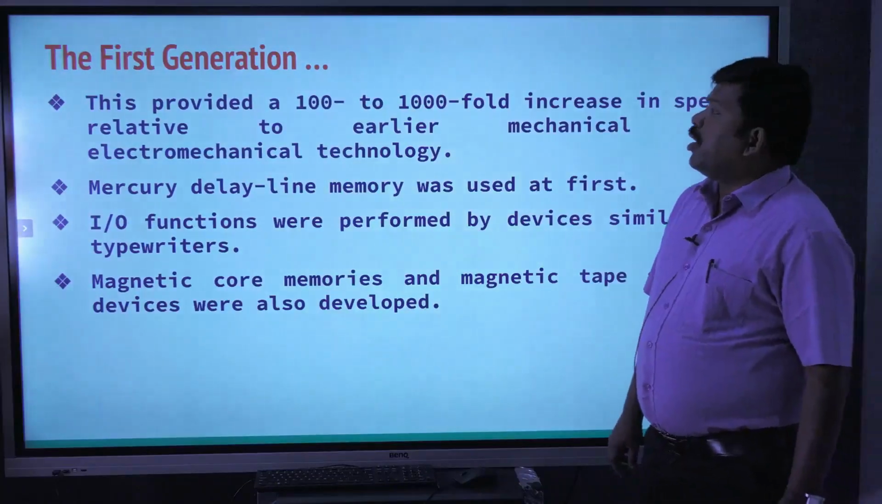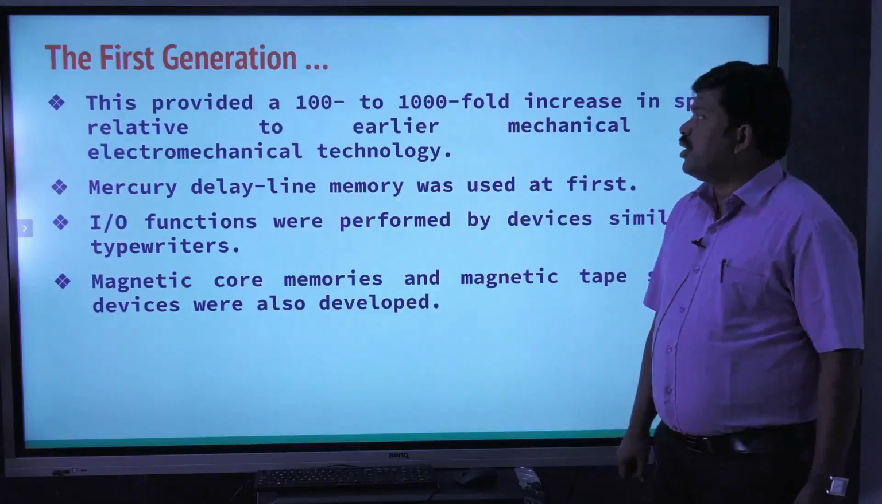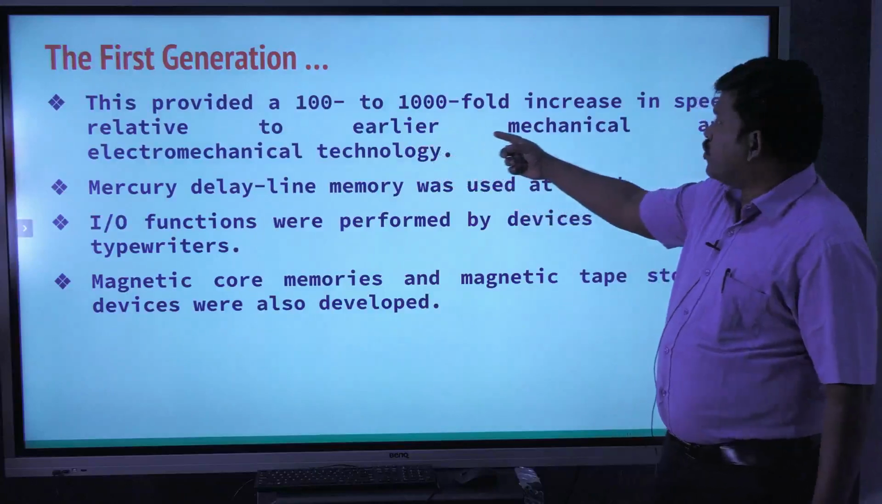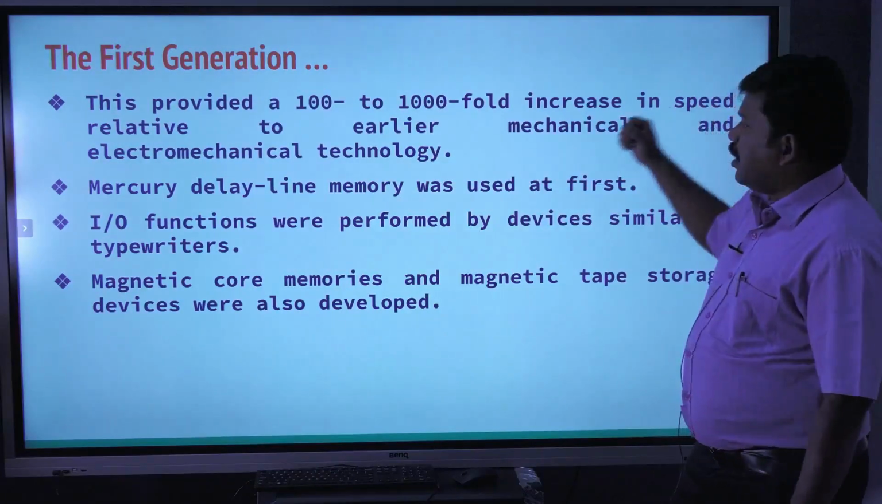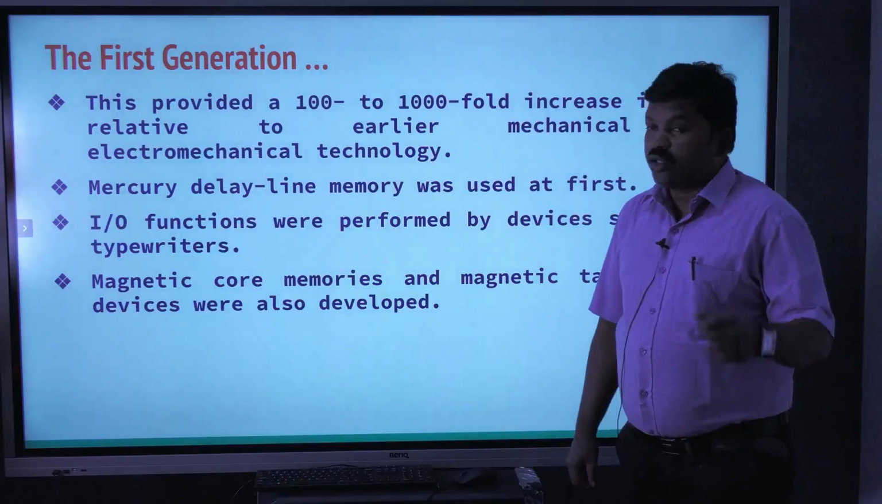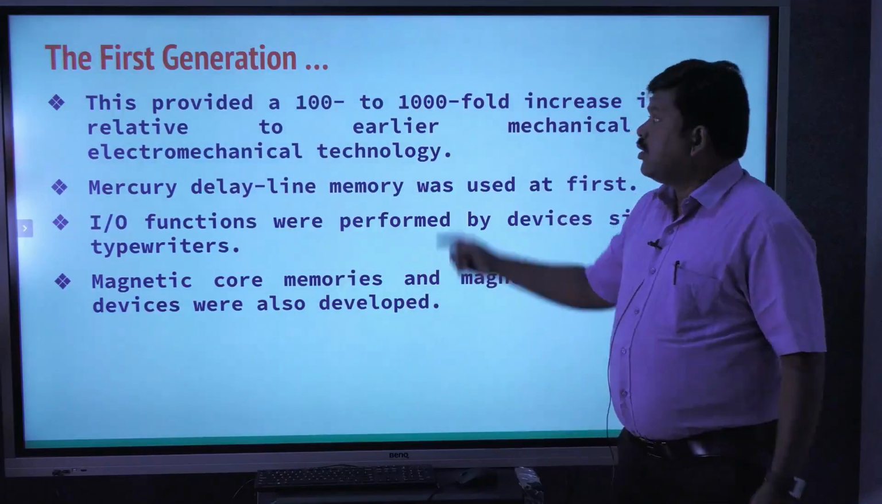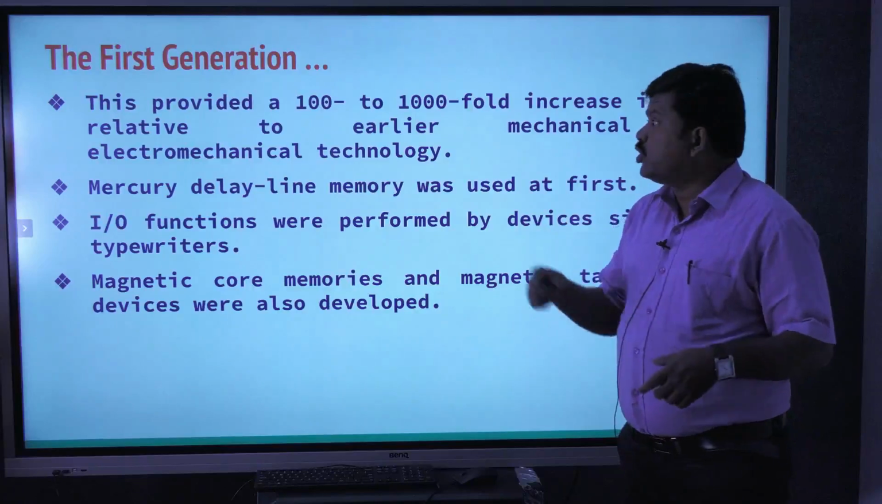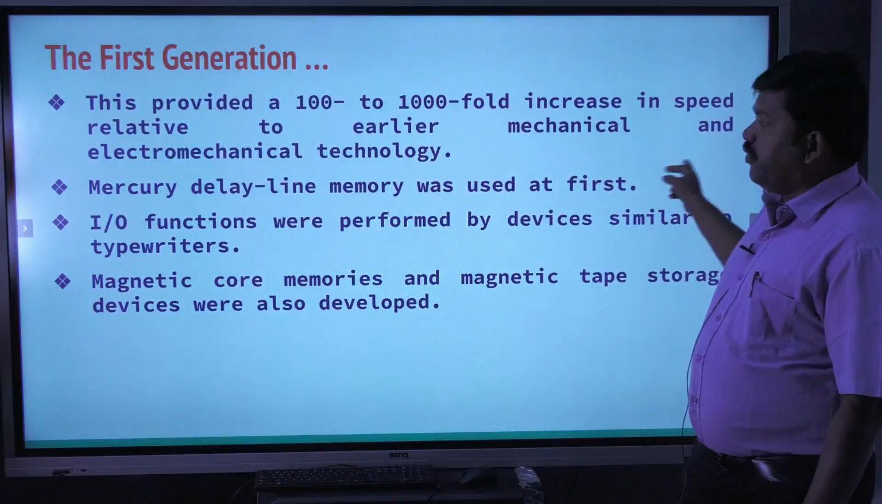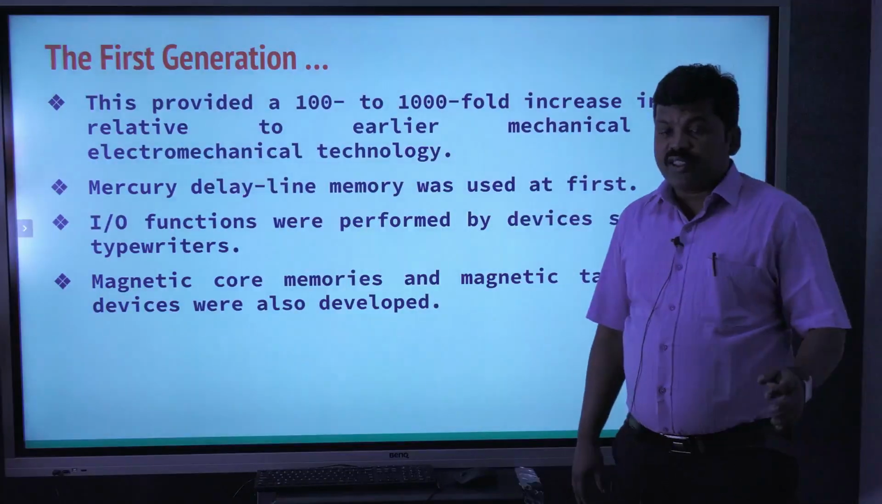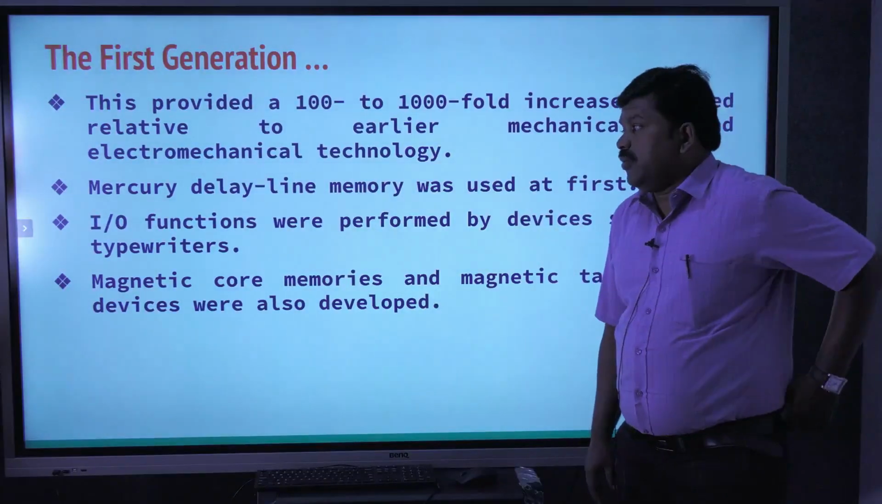Another important feature of first generation computers is that they provided a 100 to 1000 fold increase in speed relative to the earlier mechanical and electromechanical technology. So first generation computers were more than 100 to 1000 times faster than the earlier conventional mechanical devices and the electromechanical devices used in earlier computers.